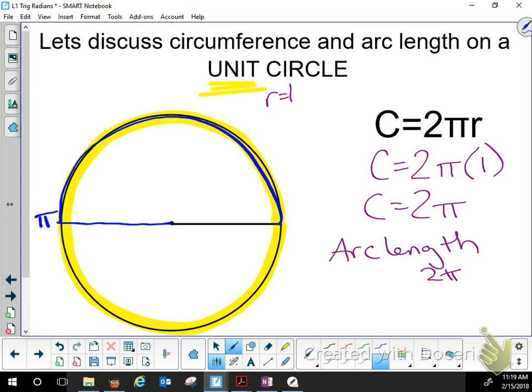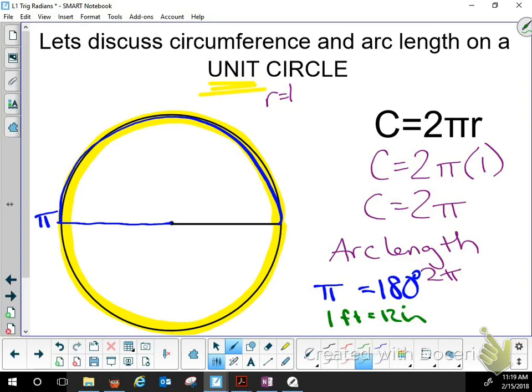So then, would that mean pi would equal 180? Pi equals 180. Pi radians is the same thing as 180 degrees. They're different measurements of the same thing. If you want to think about it, 1 foot is the same thing as 12 inches, right? Two different measurements, same amount of distance. Pi and 180, two different measurements, same amount of distance.